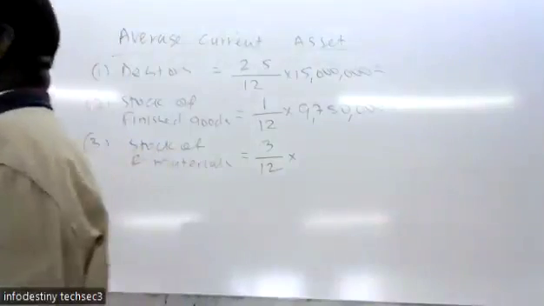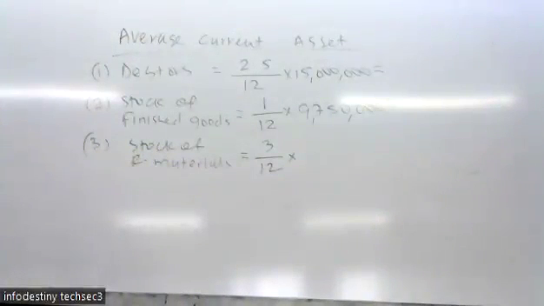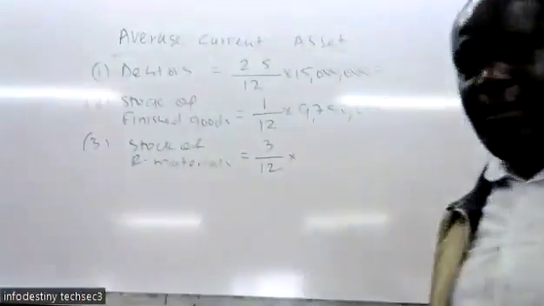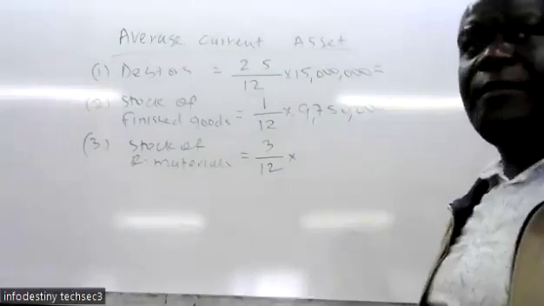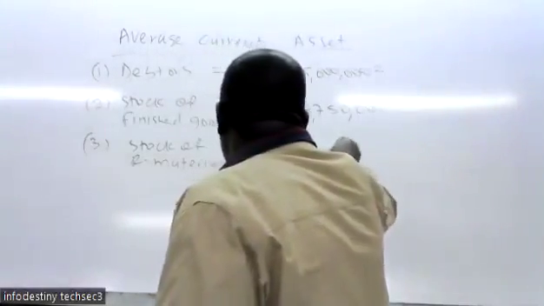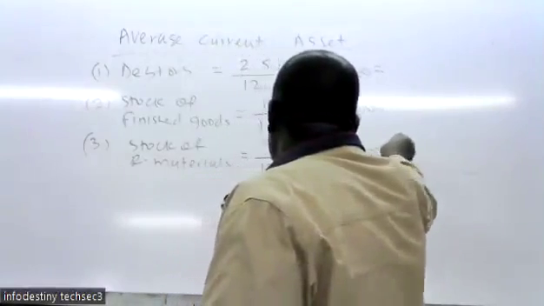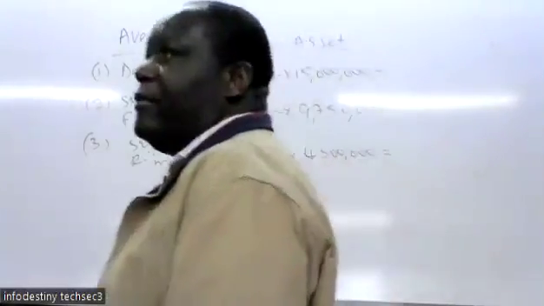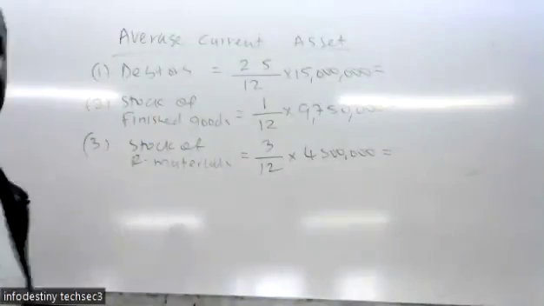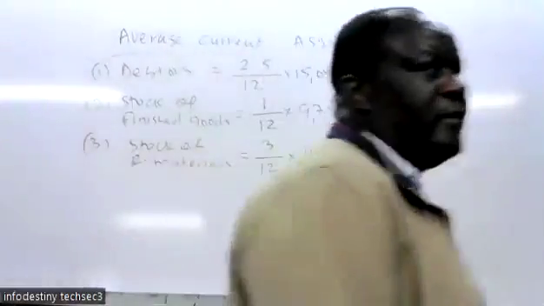Then we calculated raw material. What was the cost for the raw materials? You got which figure? The 30%. So multiplied by 4.5 million. That should now give you the stock of the raw materials.